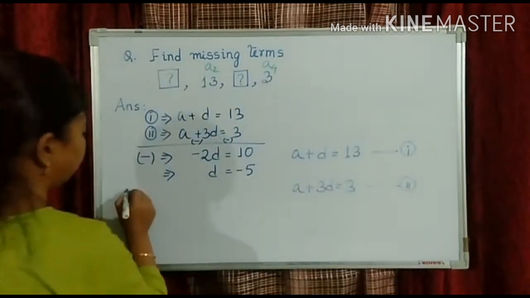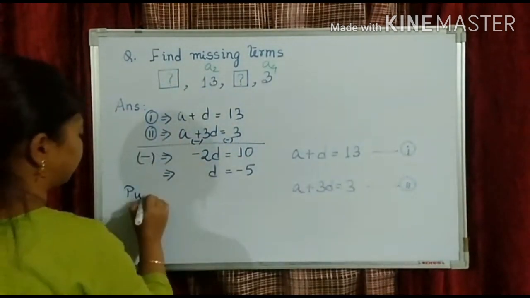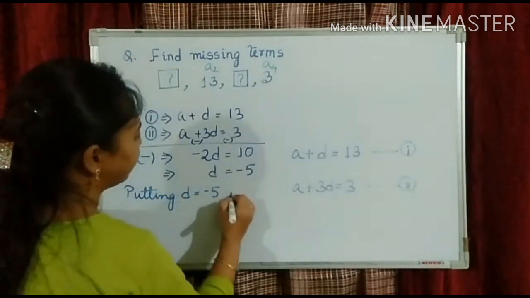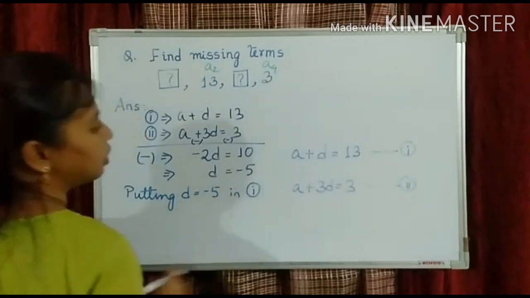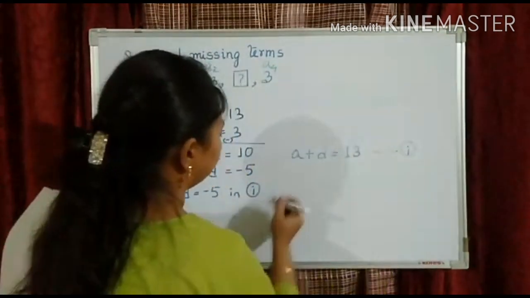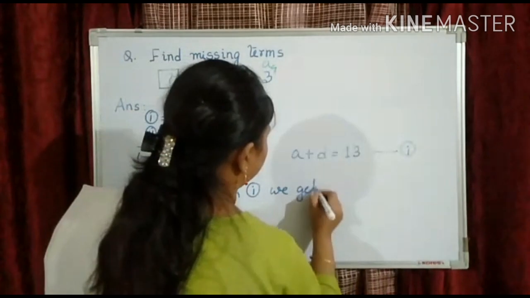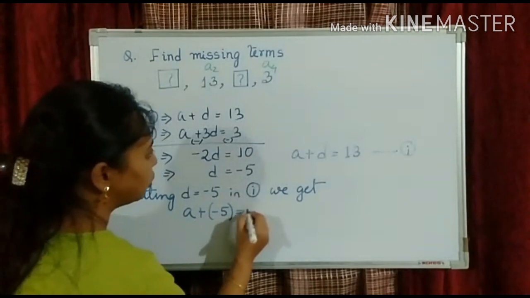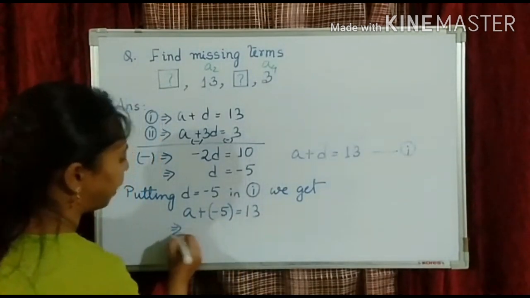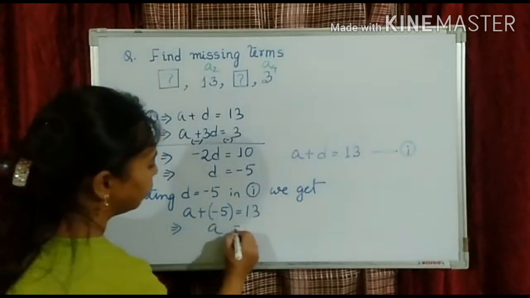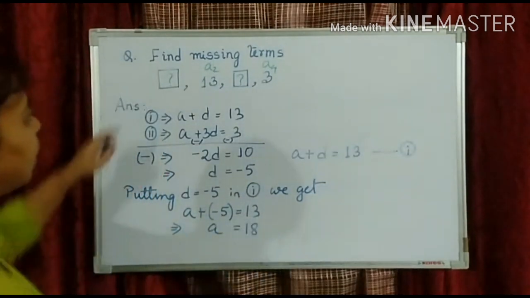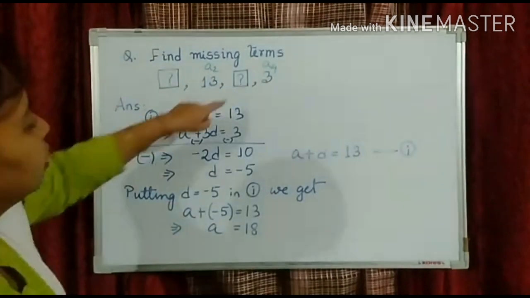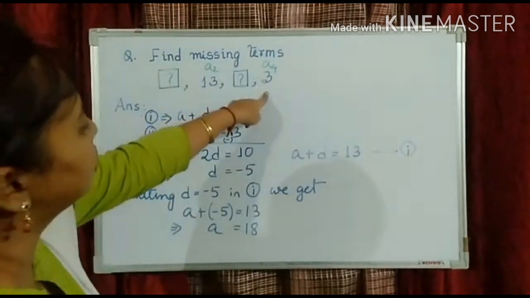After this, putting the D value in equation 1, D equal to minus 5 in 1, we get A plus minus 5 equal to 13. So if minus 5 goes to that side, A equal to 18. So the first term is 18, second term 13, third term 8 and then 3.